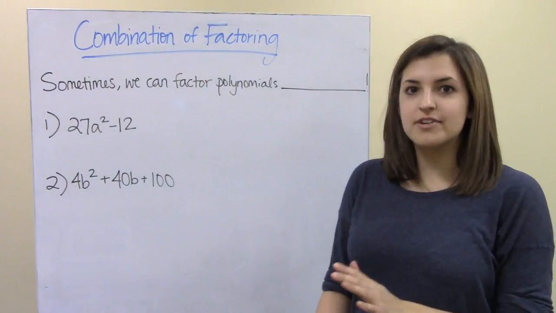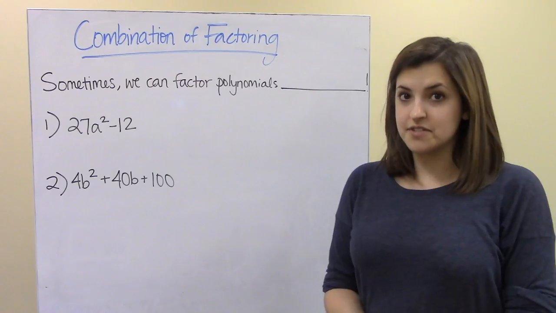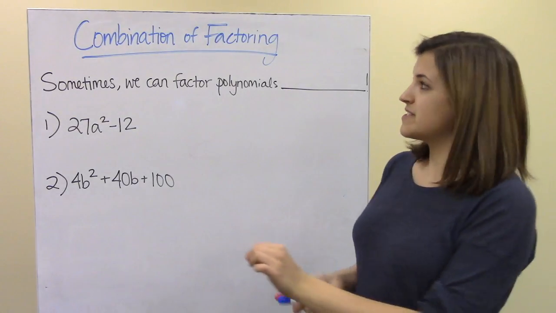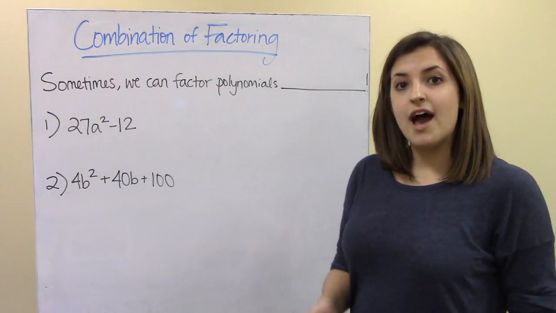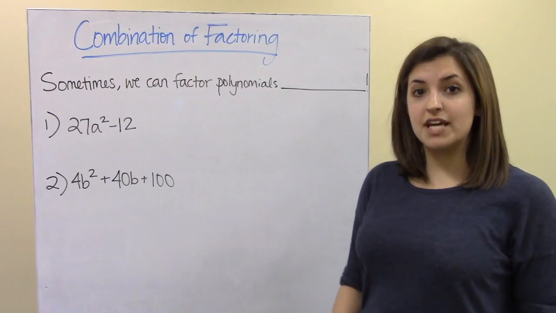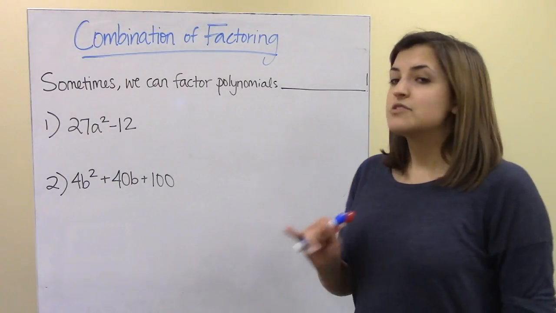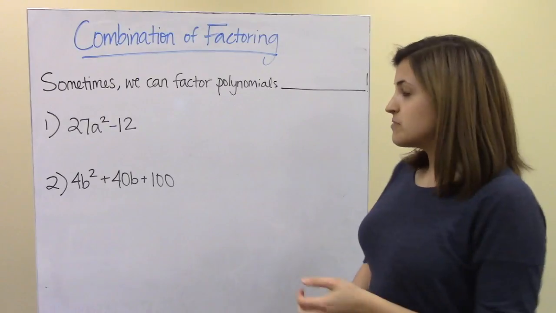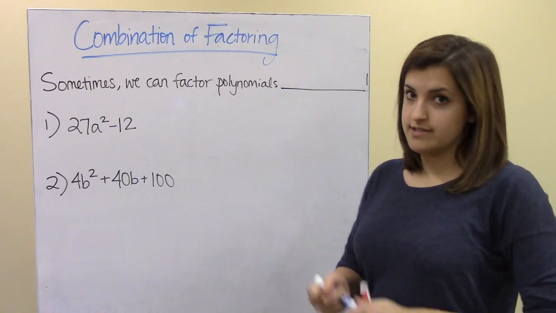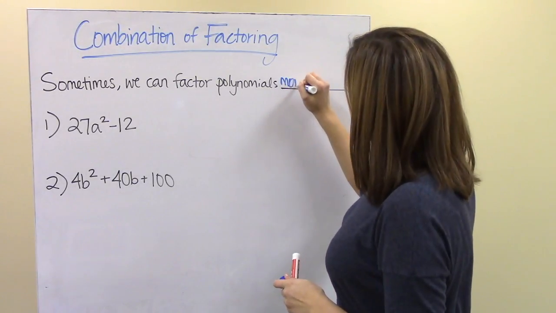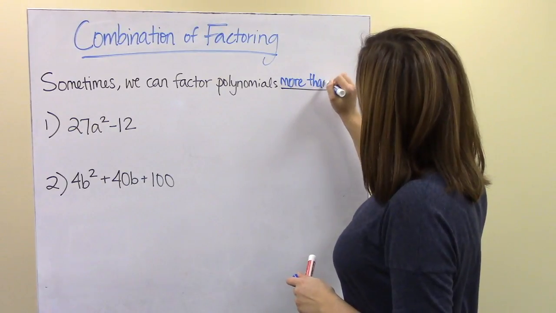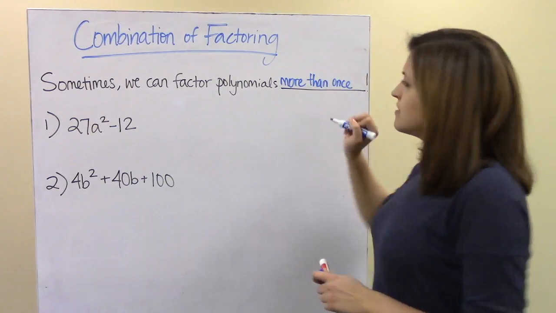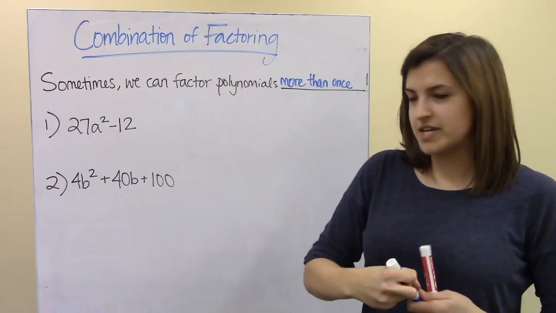Okay, so now that we've learned a lot of ways that we can factor, we're going to take it a little bit further. We're going to extend it, and we're going to talk about how we can sometimes have combinations of factoring. So sometimes we can factor polynomials more than once. So to show you what this means, let's do some examples.